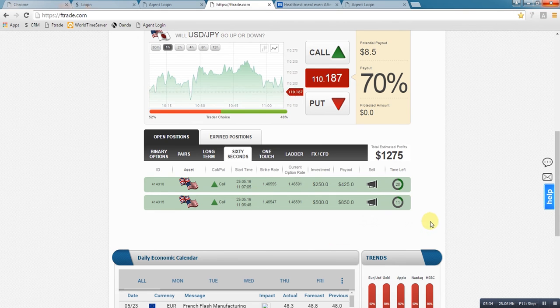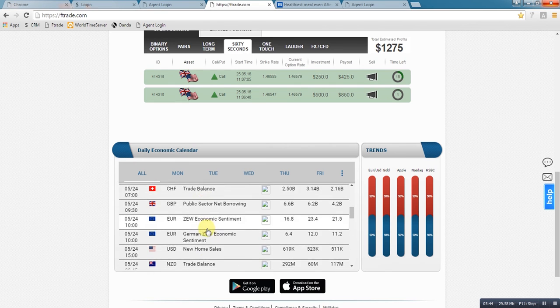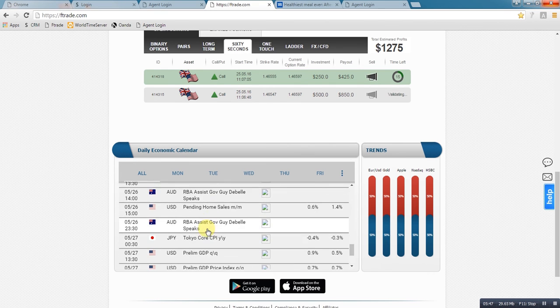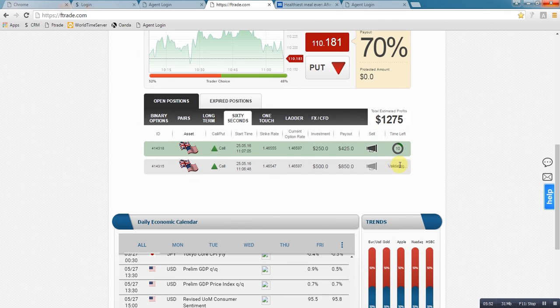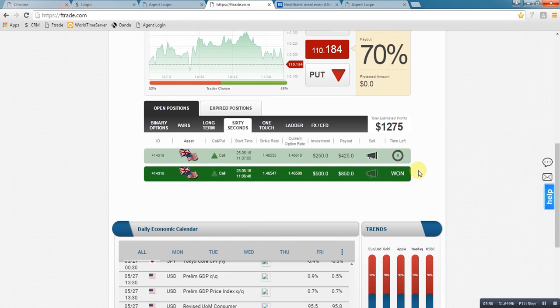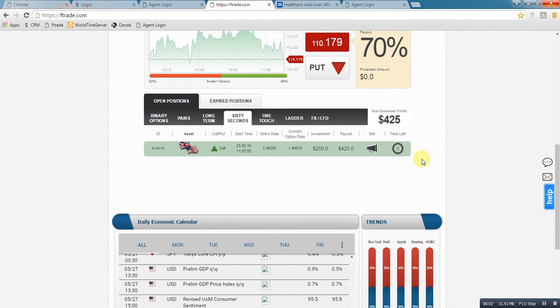And you can see just down below the daily economic calendar, which is definitely a good indication of what's going on with particular assets or currencies, and if you understand how things are affected, then you'll know. Validation of the first one just coming through for us. If we just take a second to check that out, we made a profit, so we're in the money there. The second one just validating as we speak.